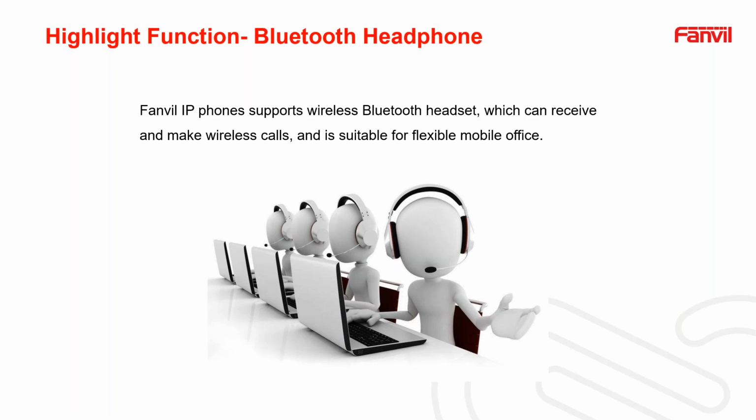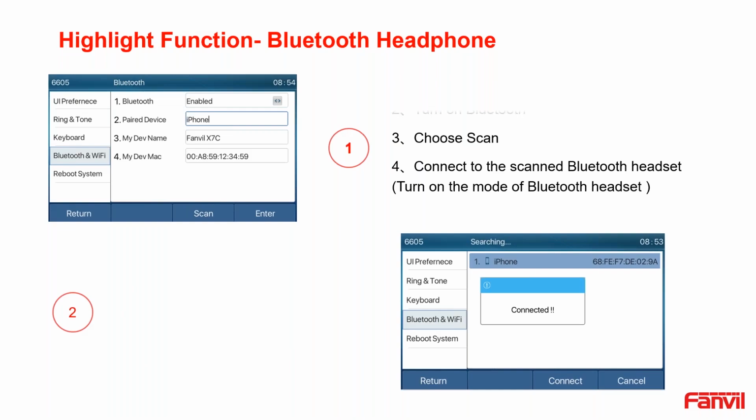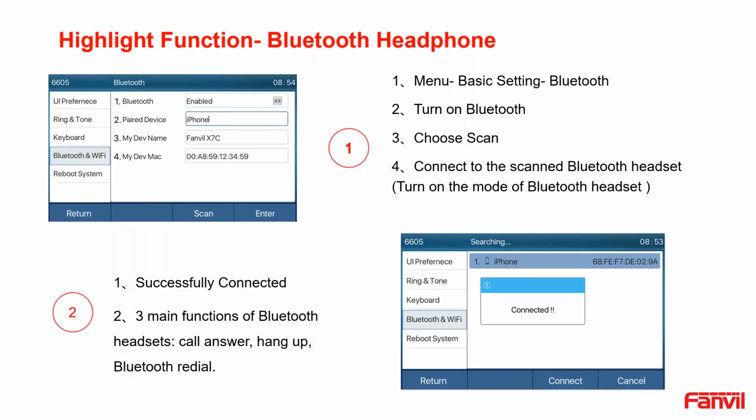But for these three phones, the Bluetooth module is already embedded, which means you do not need an additional USB dongle or other Bluetooth adapter. Just use your Bluetooth headset and let the IP phone scan and enable Bluetooth. Then the Bluetooth headset will be ready for calls. And here is the Bluetooth headset connected menu shown on the LCD screen.